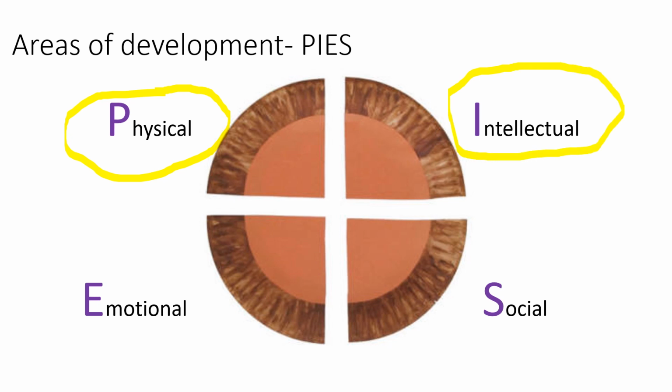Intellectual is anything to do with the brain. So learning, language, memory, that kind of thing. Emotional is anything to do with our emotions. So how we handle our emotions, how our emotions develop, but also things like how confident we are, our self-esteem. And social is how we interact with other people. So how we make our friendships, our relationships, how we interact with people around us.